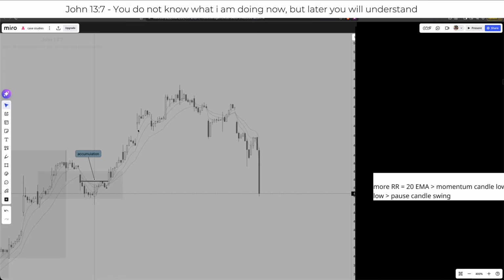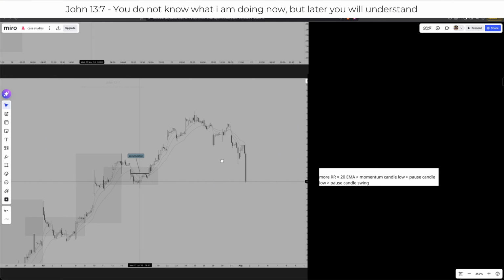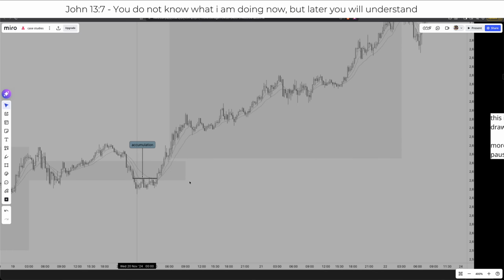The pause, I'll get out right here. The momentum candle, boom, I'll get out right here. Probably get gapped as well, right? Or I'll get out right here. This isn't as momentum. Yeah. Again, here. So you have your boom, swing. Boom, right here, swing. Boom, swing.